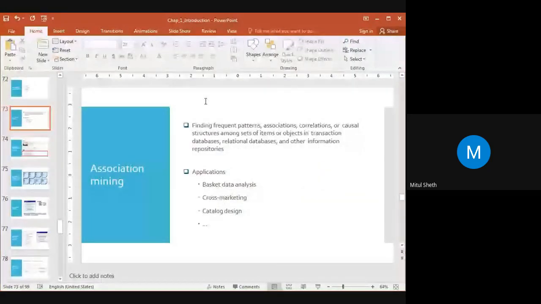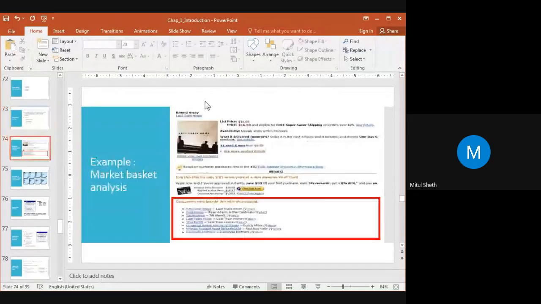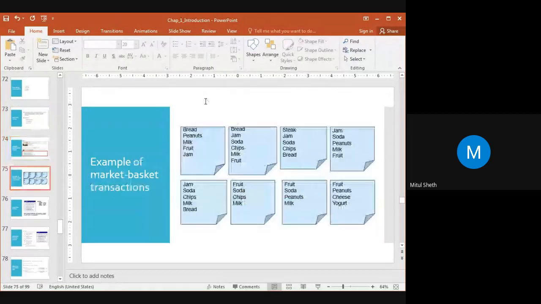One is basket data analysis, cross marketing, catalog design. Okay, so you can combine all the applications into the market basket analysis. Okay, now what type of data are we using in the association? It is mostly transactional data.